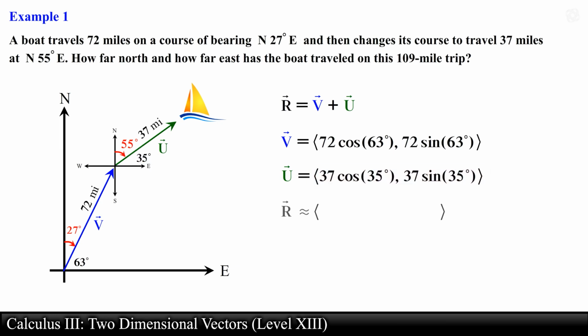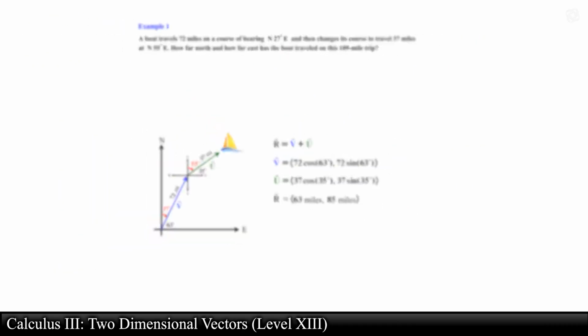Now it is just a matter of finding the resulting vector by adding vector v and u component-wise. Doing that, we obtain 63 miles for the x component and 85 miles for the y component. So the boat traveled 63 miles towards the east and 85 miles towards the north. Alright, let's go over the next example.